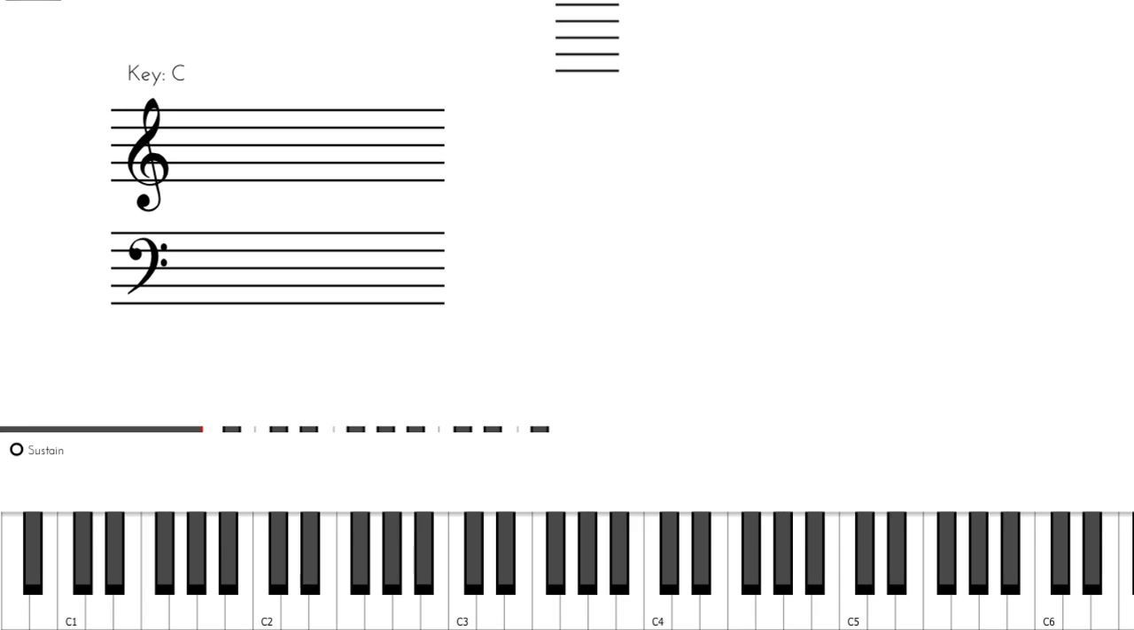All right, now let's look at other chord qualities. So we have the four main chord qualities. We have major, minor, diminished, augmented.